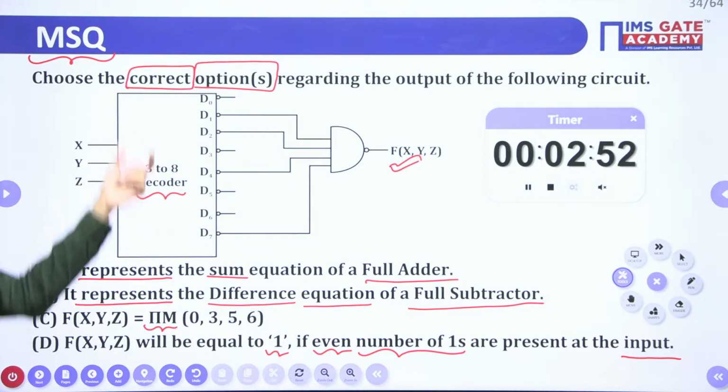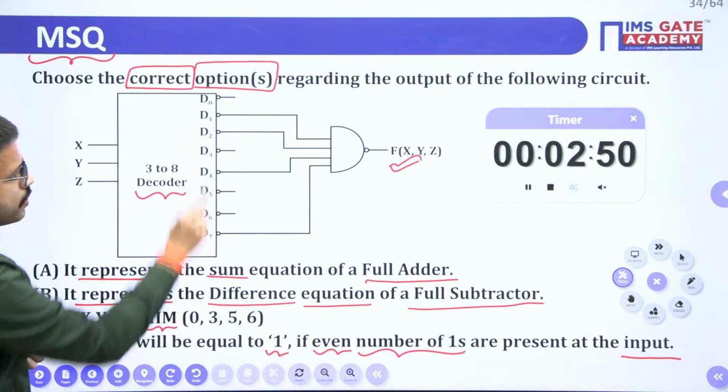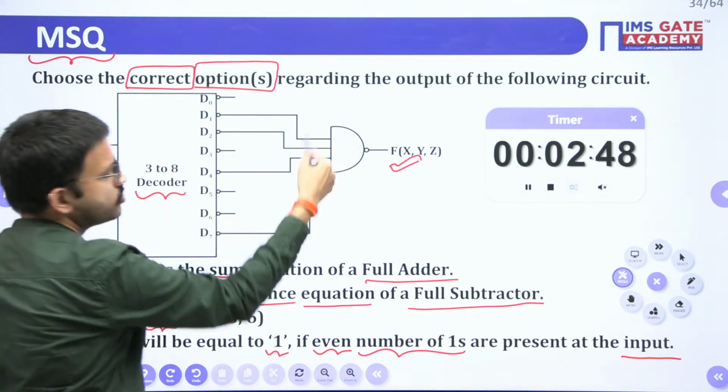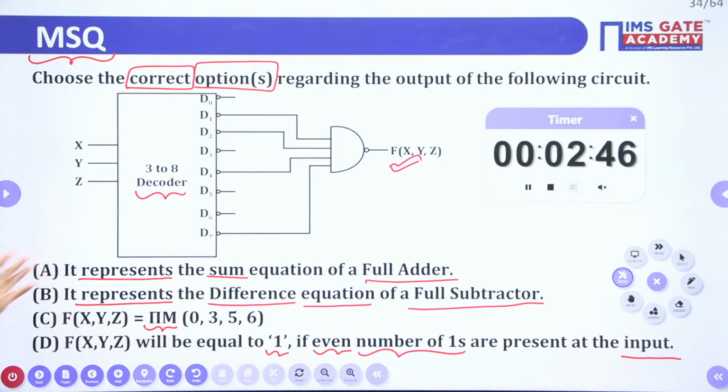Here in this decoder, for all the outputs you are having bubbles, and here you are having a NAND gate. So all of you try to choose the correct options. Give it a try. Just recall the concept of decoder, and the NAND gate you are very much familiar with. Just try to solve.